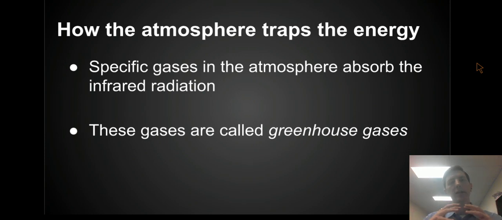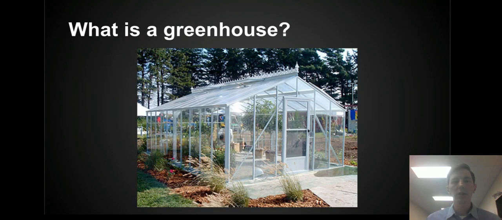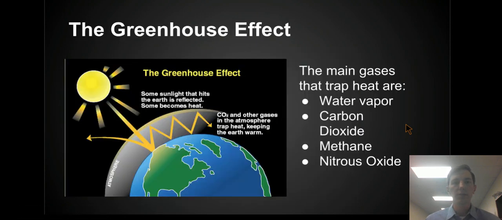And how does the atmosphere trap that energy? Well, there are specific gases in the atmosphere that do this, and they are called greenhouse gases. So why greenhouse? If you've ever seen one of these, this is a picture of a greenhouse. You can see it's made of glass, and they use greenhouses to grow plants in the wintertime. Because the sunlight can come in through the glass, but then inside, that sunlight gets transformed into infrared radiation. But infrared radiation can't exit glass. So infrared radiation gets trapped by the glass and it gets really warm inside of the greenhouse. That's exactly what the Earth's atmosphere does to keep the Earth warm.